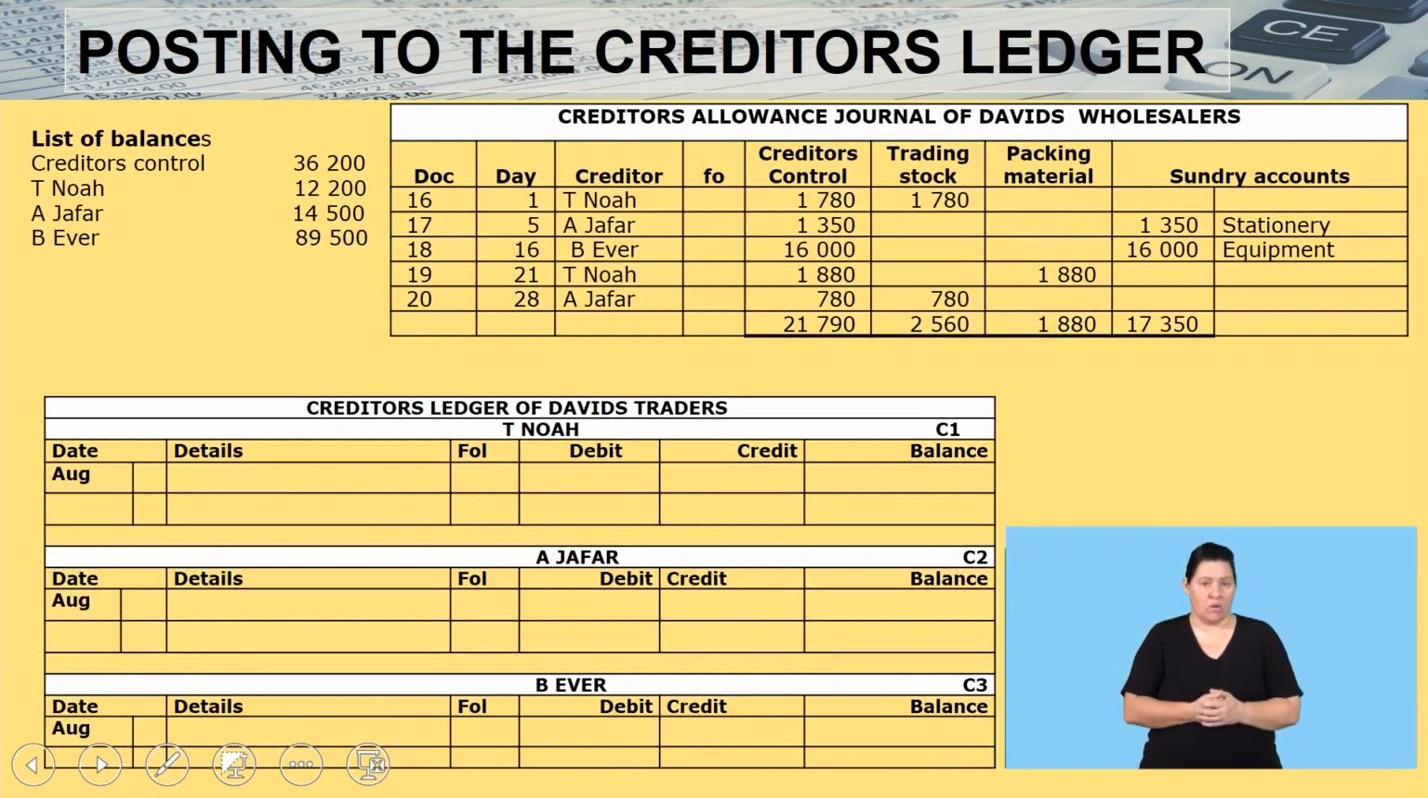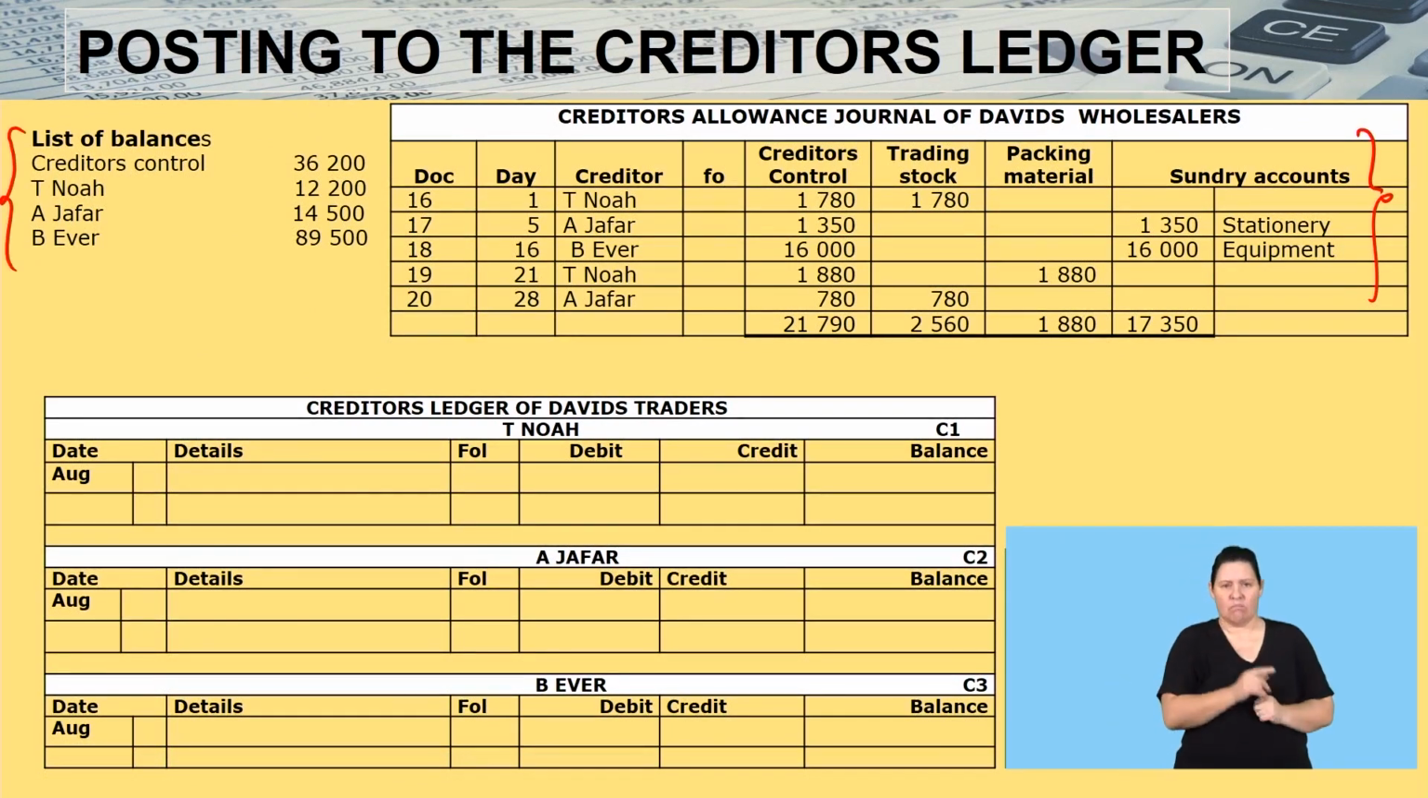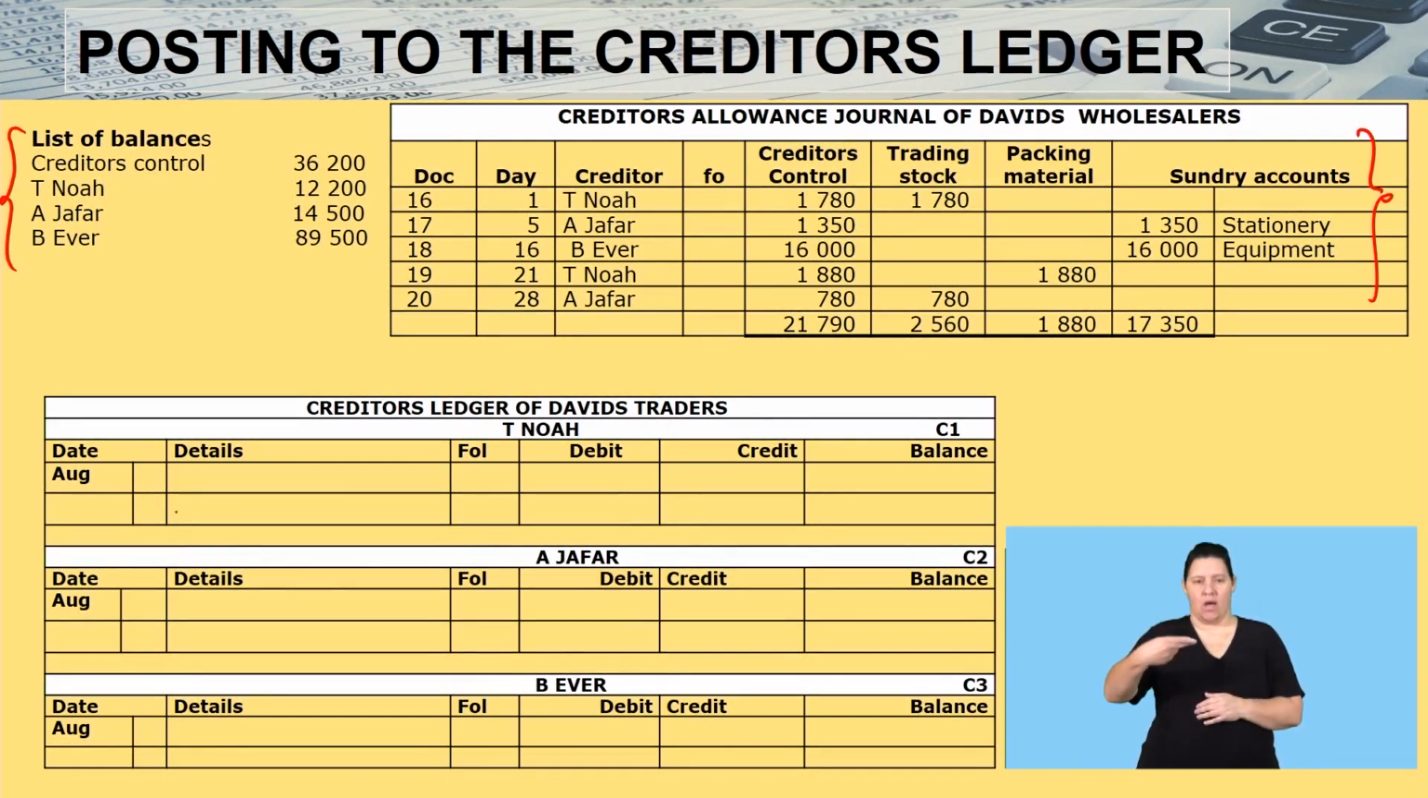So what we are given is our creditors allowances journal, which is what you can see over here. And we also have the list of balances that we're going to use. Let us start with T. Noah. T. Noah, on the first, we say accounts rendered. This is where we bring the balance that we are owing to T. Noah. And the amount is 12,200.